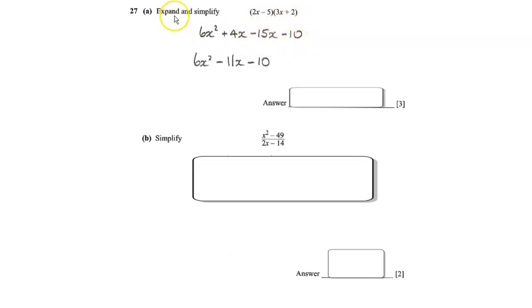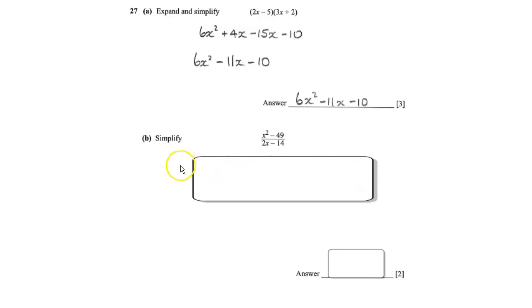That's us expanded the brackets, and now we need to simplify it. So to simplify it, we have to collect our like terms. So 6x squared stays where it is, and we collect the 4x and the minus 15x. So what's 4x take away 15x would be a minus 11x. And minus 10 stays where it is. So we've got 6x squared, take away 11x, take away 10. That would be your final answer to that. That's expanded and simplified.